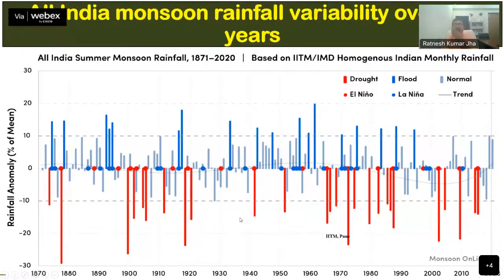Now this is the All India monsoon variability over the years. You see, this is very thick data from 1870 to 2020, and we see that most of these red lines are drought conditions, and the blue lines going up are affected by floods. Most of the years we are observing either flood or drought or other climatic variabilities here.